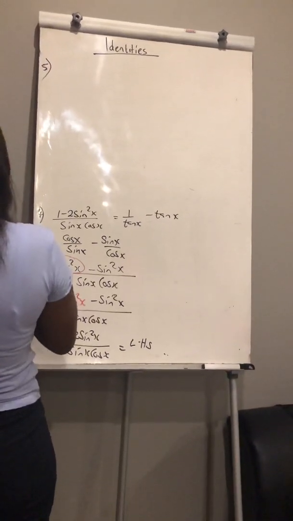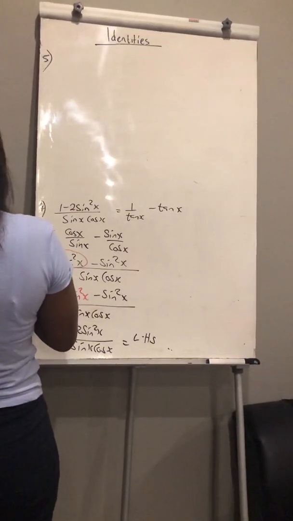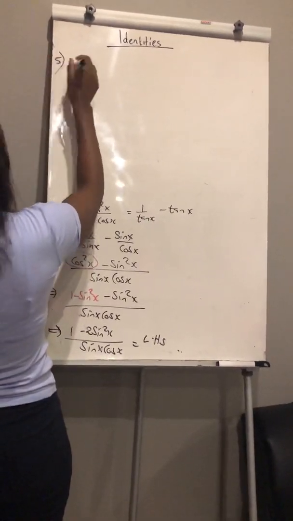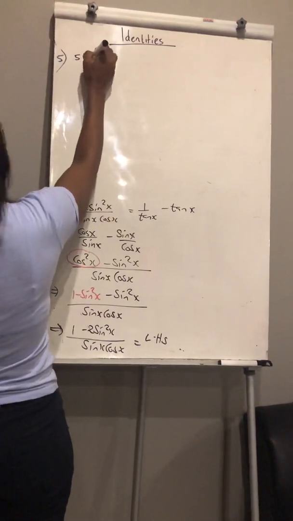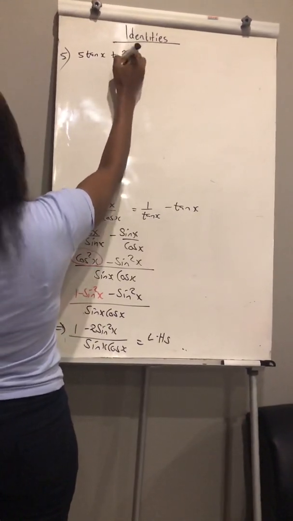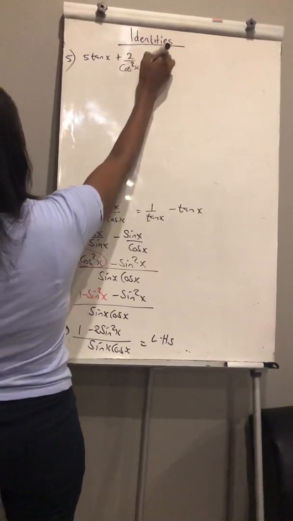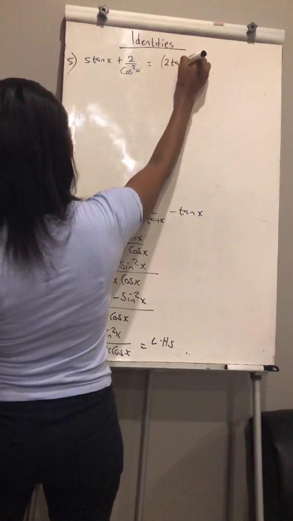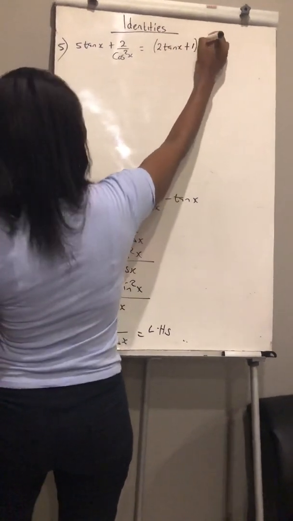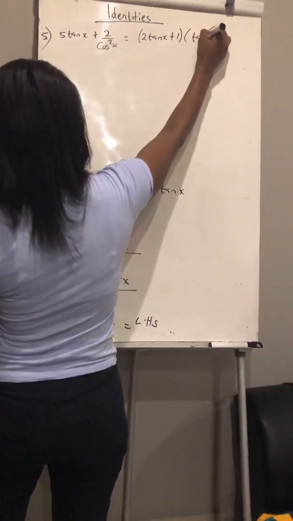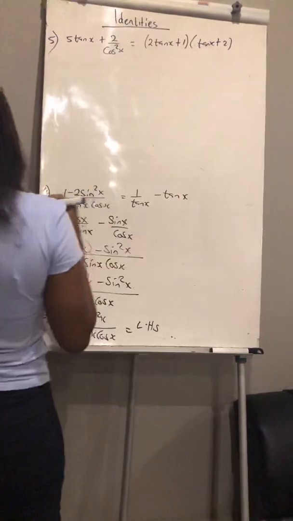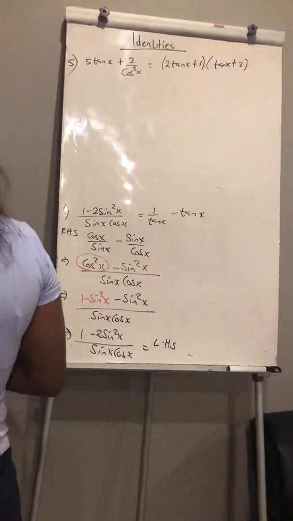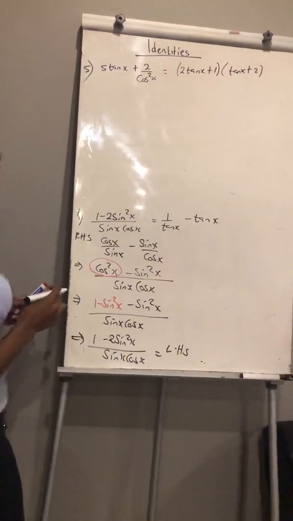So this one, it doesn't look like it's much of fractions at all. We don't seem to have any fraction going on. So look at what we've got here. If I have 5 tan x plus 2 over cos squared x is equal to 2 tan x plus 1, and then we have tan x plus 2, like that. And then we really want to prove that. Well, people notice that it is not exactly this.